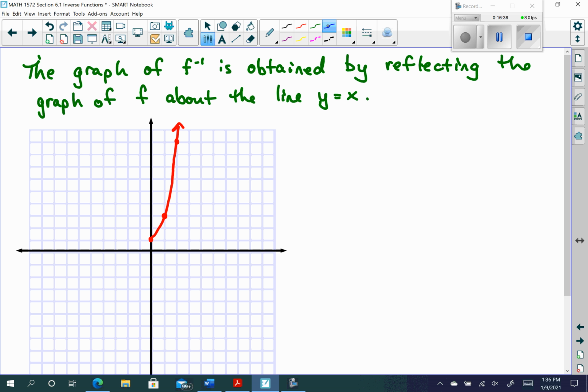Now really, if we're just switching the x's and y's, if I have the point 0, 1 on my function, then the point 1, 0 is going to show up on the inverse. Here I have the point 1, 3, so I'm going to have 3, 1. And up here I have the point 2, 9, so I'm going to go to 9, 2.